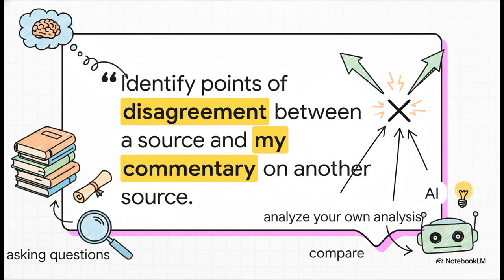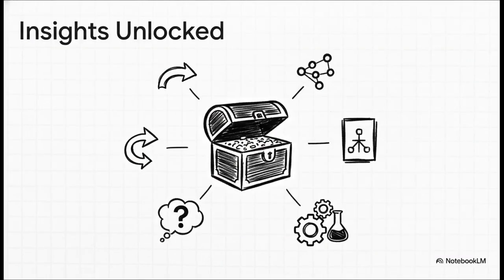And because your source material now includes you, your own thinking, the questions you can ask are on a completely different level. I mean, look at this prompt. You're not just asking it to compare source A and source B. You're asking it to find disagreements between source A and your commentary on source B. You are literally asking the AI to analyze your analysis. Mind-blowing, right? This just unlocks a whole new world of insights.